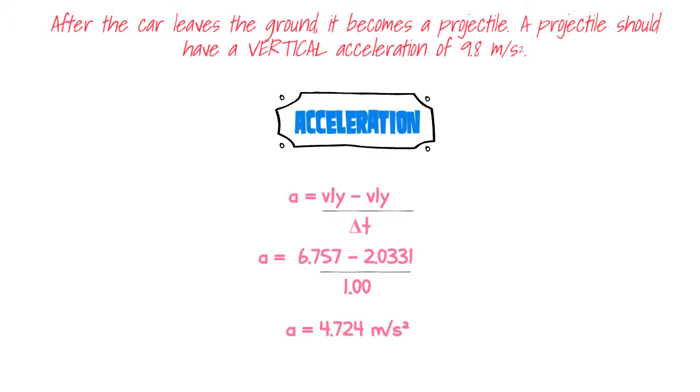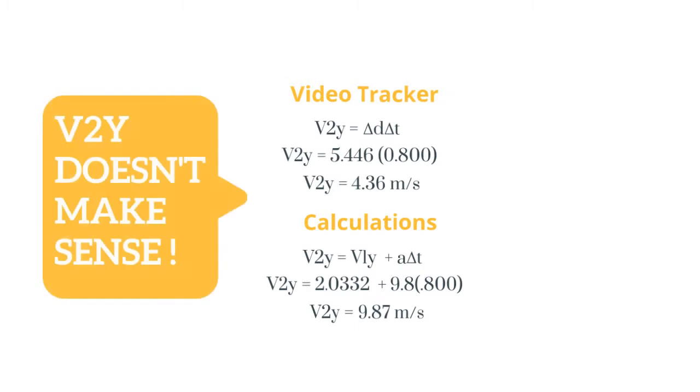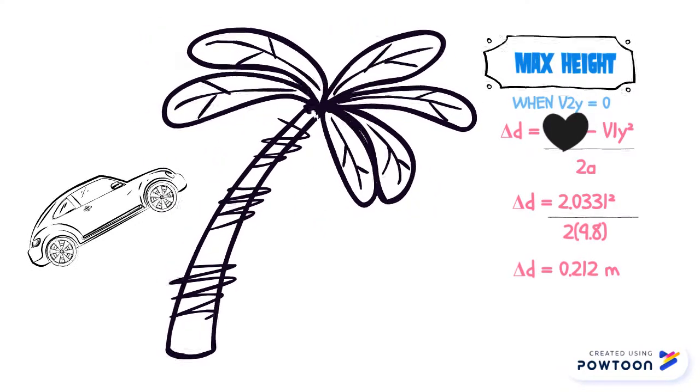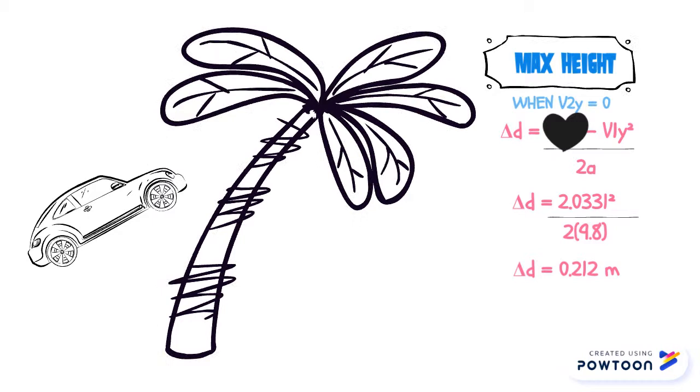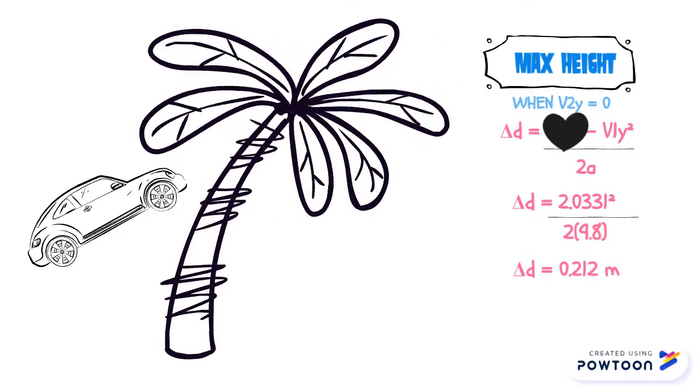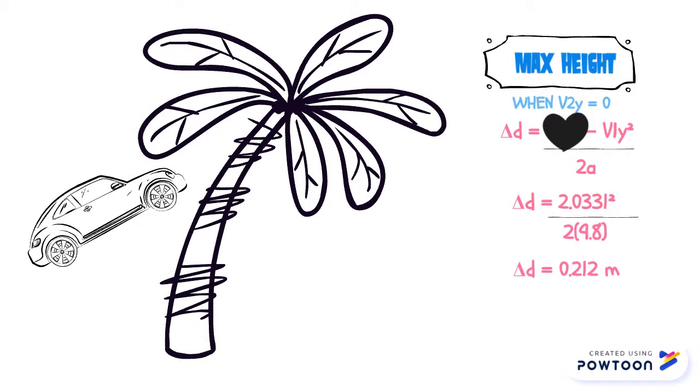That's not possible. Now, using Video Tracker and multiplying the distance by time, we found V2y to be 4.36 meters per second. However, according to calculations multiplying acceleration by time, V2y should actually be 9.87 meters per second. And finally, our max height that we found was 0.212 meters, according to V1y. However, that palm tree is not 21 centimeters. Therefore, none of these calculations add up, and the kinematics don't make sense in this movie.